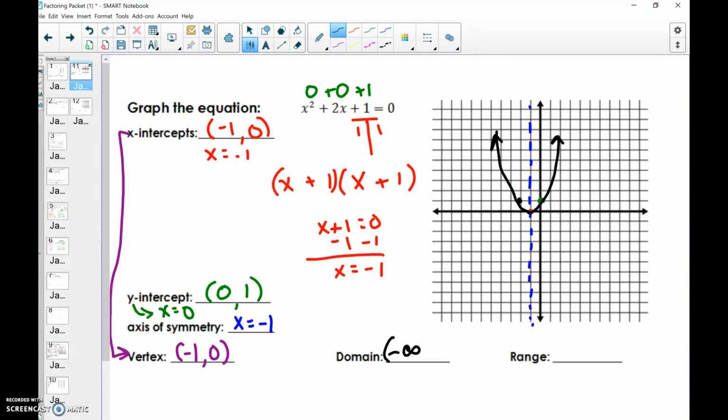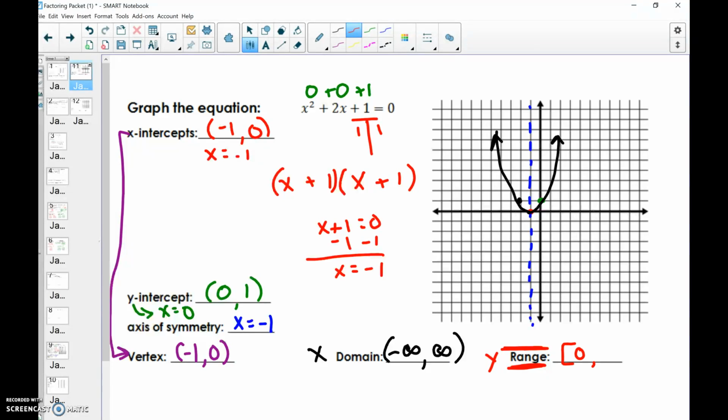Real quick with domain and range, remember the domain is always, always, always the x values, so everything left to right. Range is a little bit trickier. That's bottom to top. That's the y values. So look at your range. What's the lowest y value my graph is hitting? Right here, that would be 0.